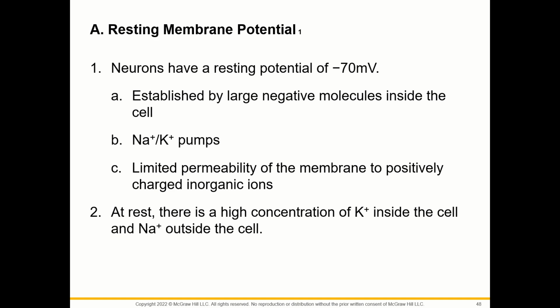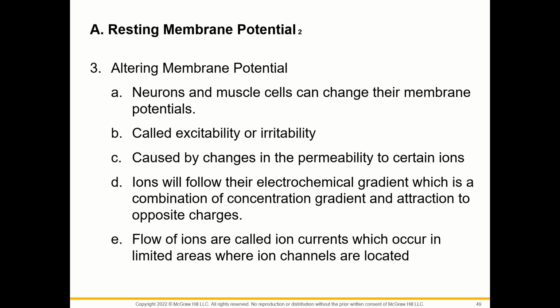So the meat and potatoes. Neurons have a resting potential of negative 70 millivolts. This is established by large negative molecules inside the cell, the sodium-potassium pumps, and limited permeability of the membrane to positively charged inorganic ions. So number 2 states at rest, there's a high concentration of potassium inside the cell and a high concentration of sodium outside the cell. Cells can alter that membrane potential, and this is called excitability or irritability.